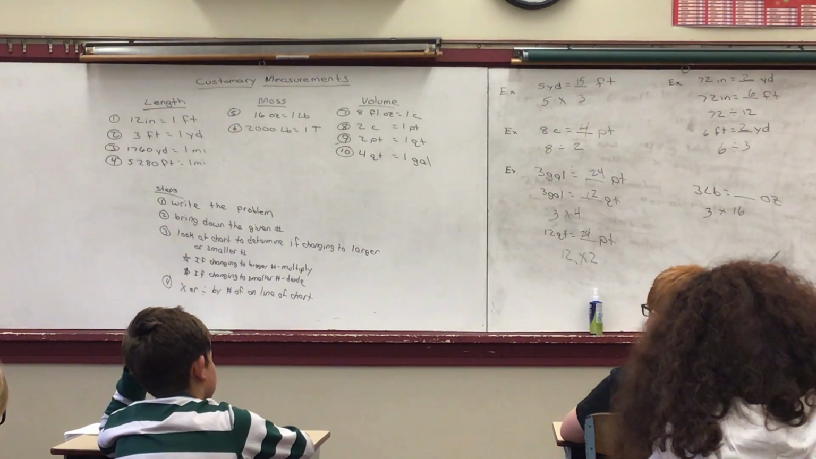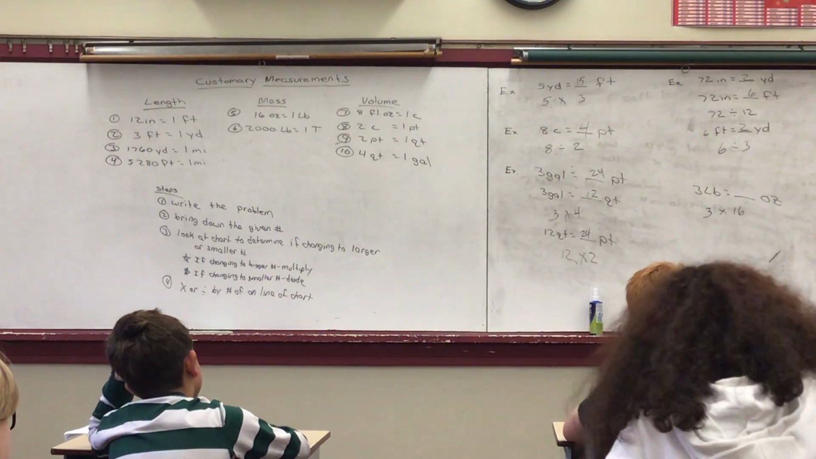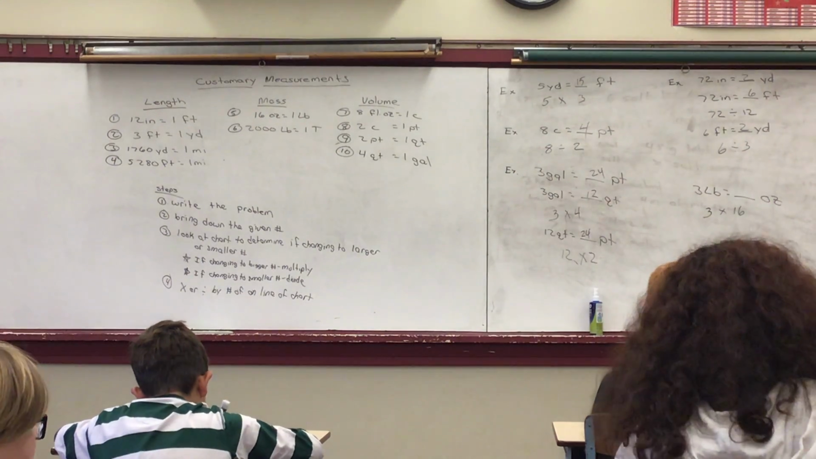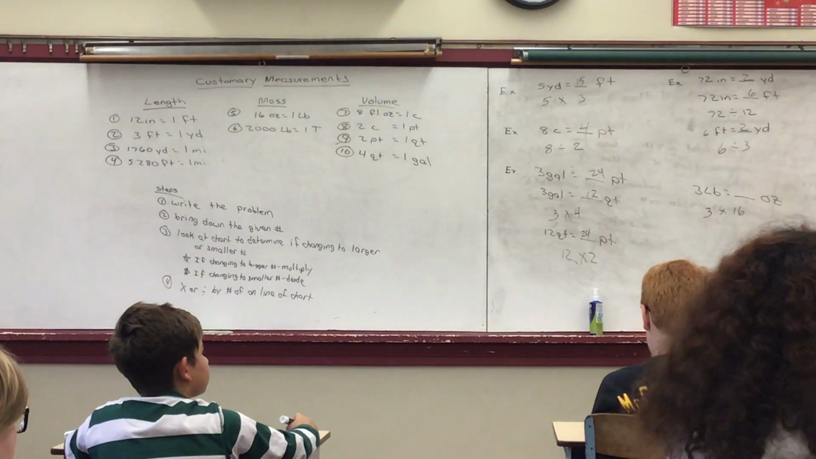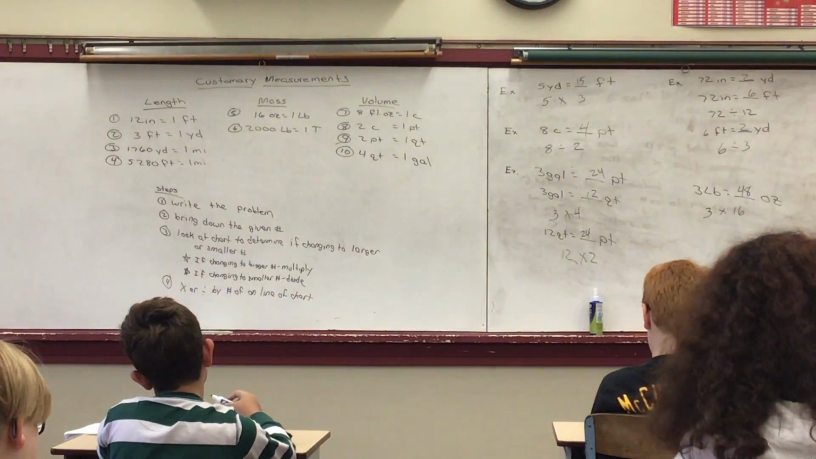Okay, everybody should have that at this point. And this is where you can use your calculator to multiply it. And Thad, your answer is? 48. And so you would have 48 ounces.